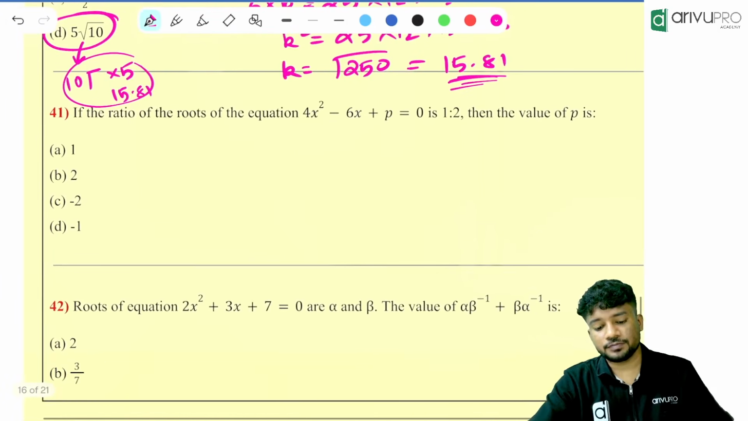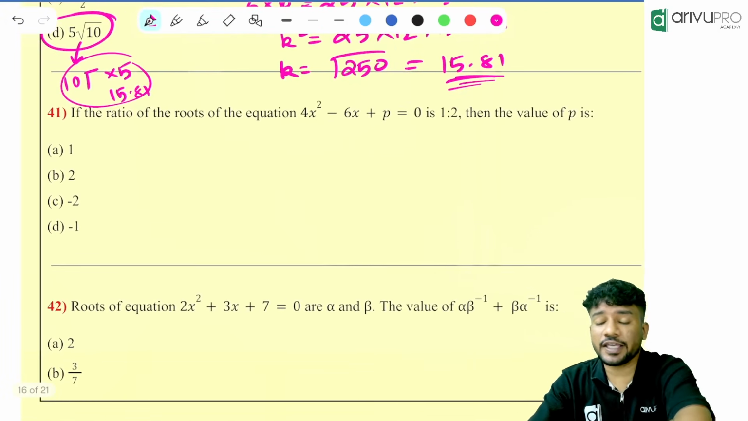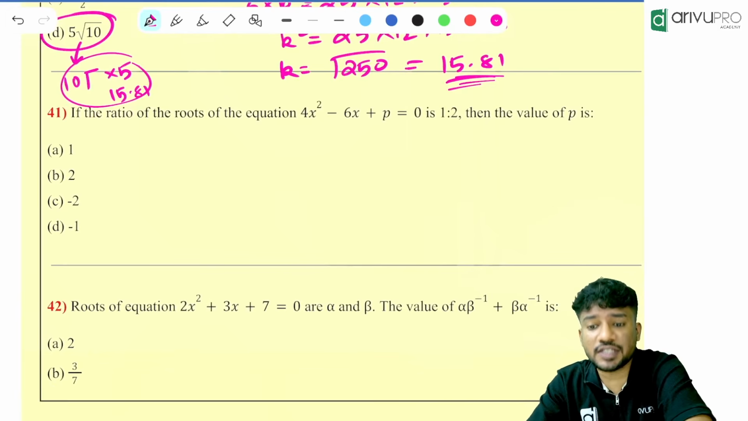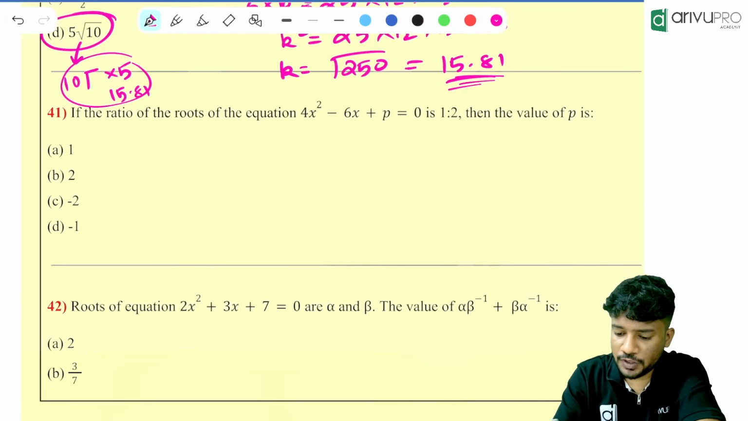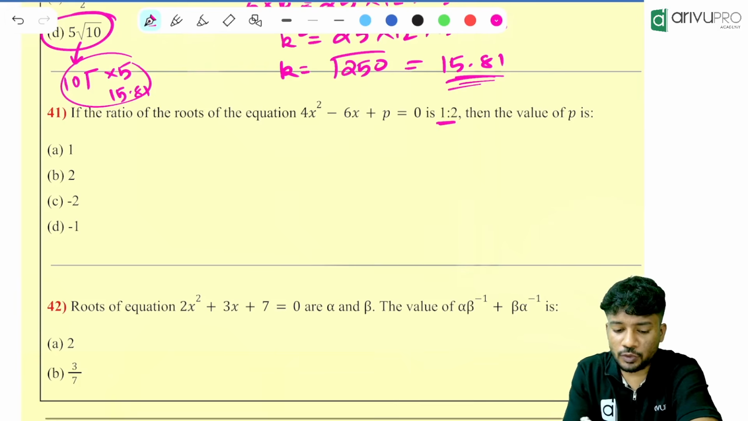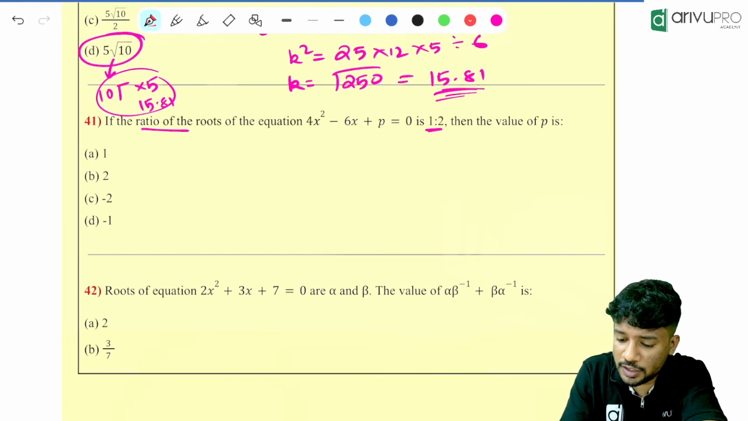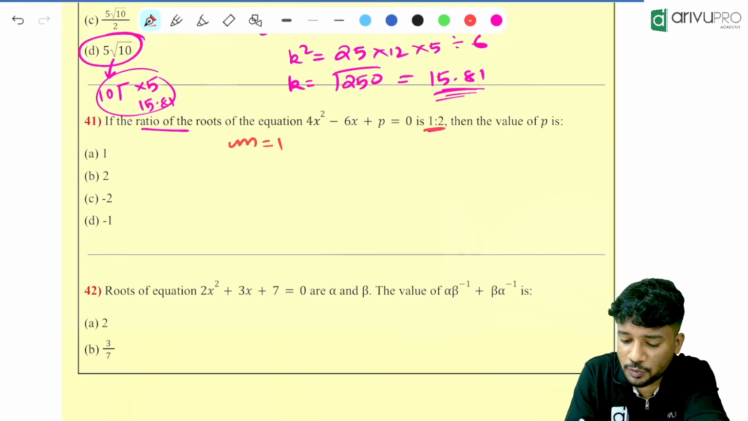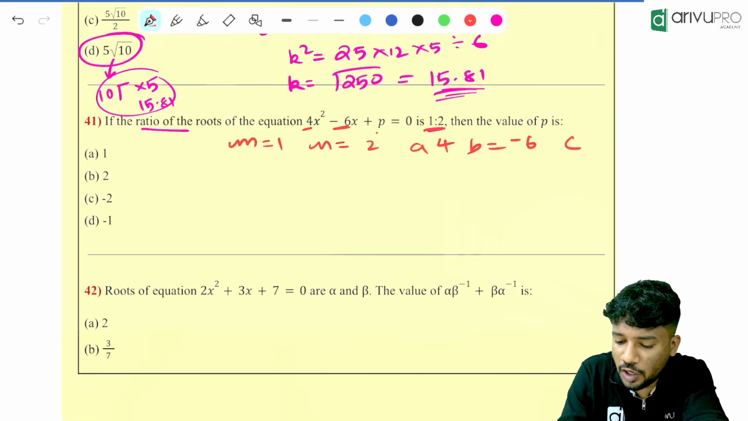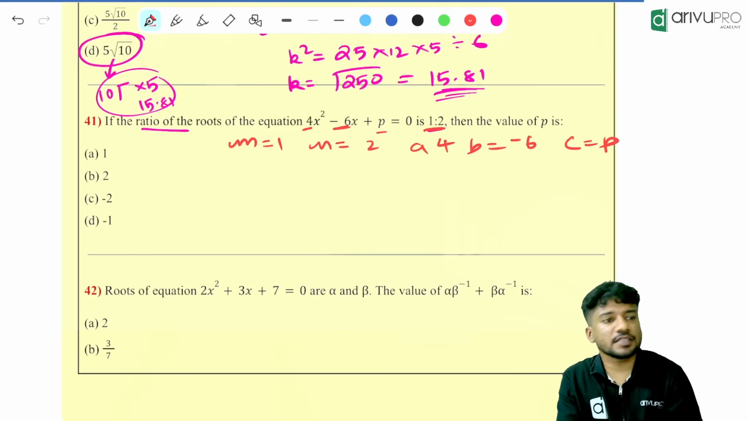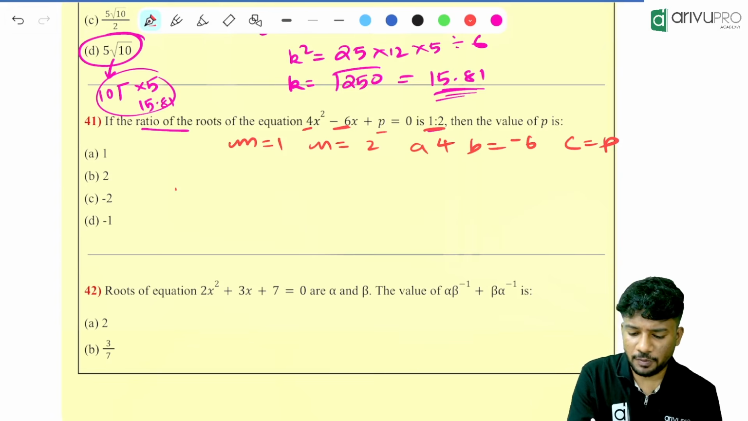Look here. If the roots of the equation 4x square minus 6x plus p is equal to 0 are in the ratio 1:2, that means m is equal to 1, n is equal to 2, a is equal to 4, b is equal to -6, c is equal to p. Everything is there. Substitute everything in the formula and you will get the answer.